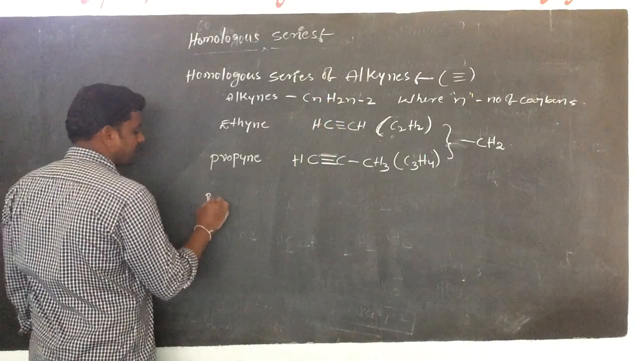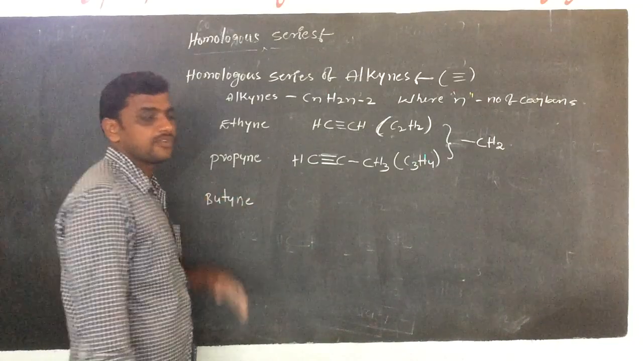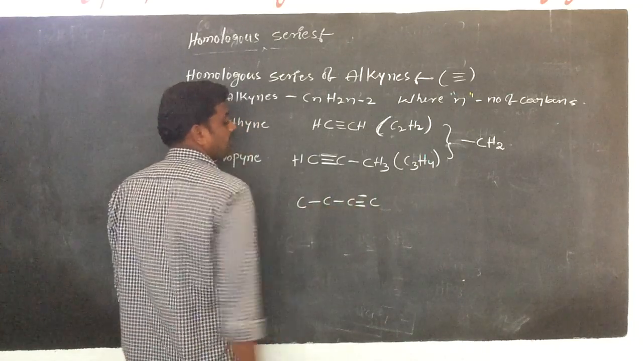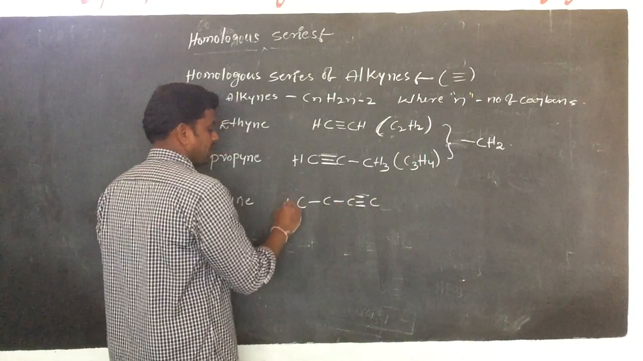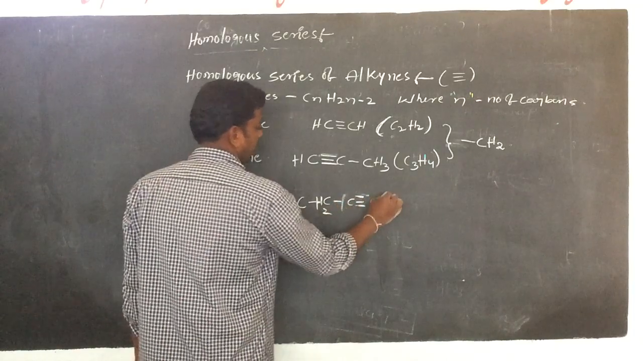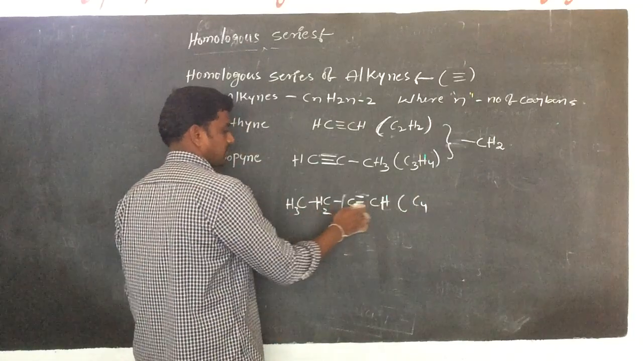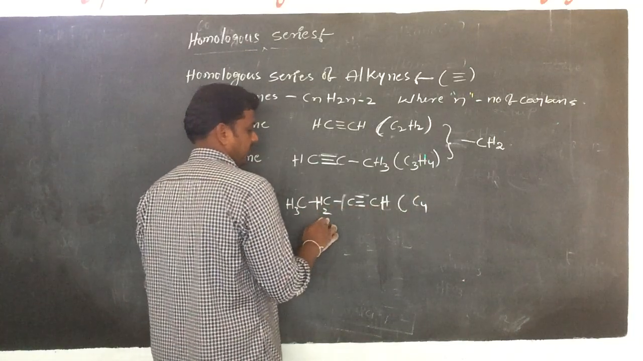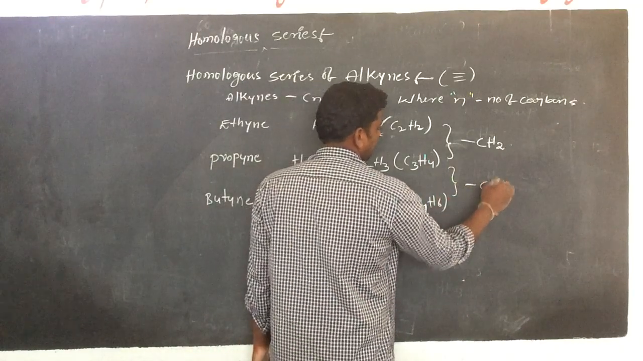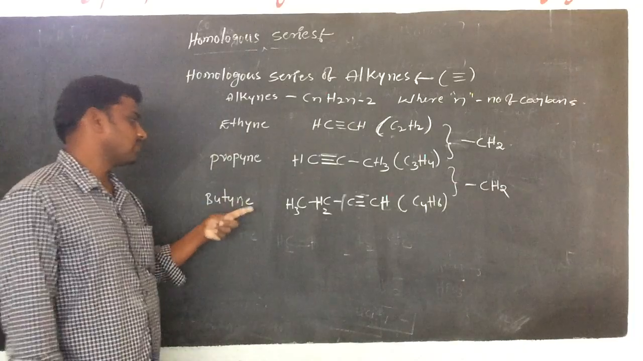Next is butyne. But means how many carbons? 4. C single bond C, C single bond C, and a triple bond is present between any two carbon atoms. Remaining is CH3, CH2. Here is already 1, 2, 3 and 4 carbons. C4, hydrogens are 5 plus 6, so C4H6. These two differ by a CH2 functional group. That one is butyne.